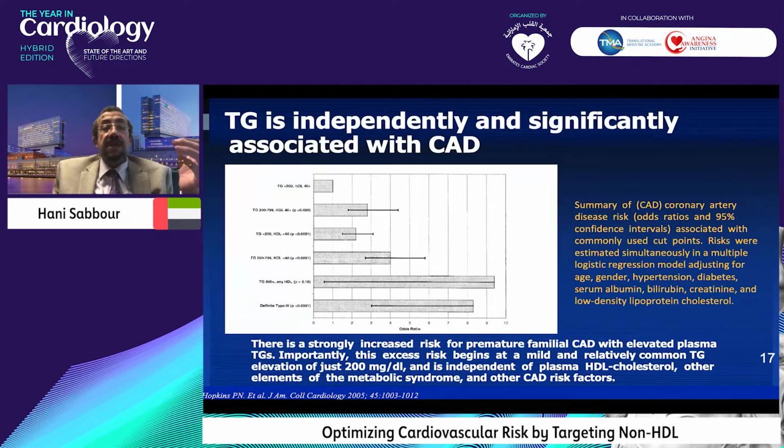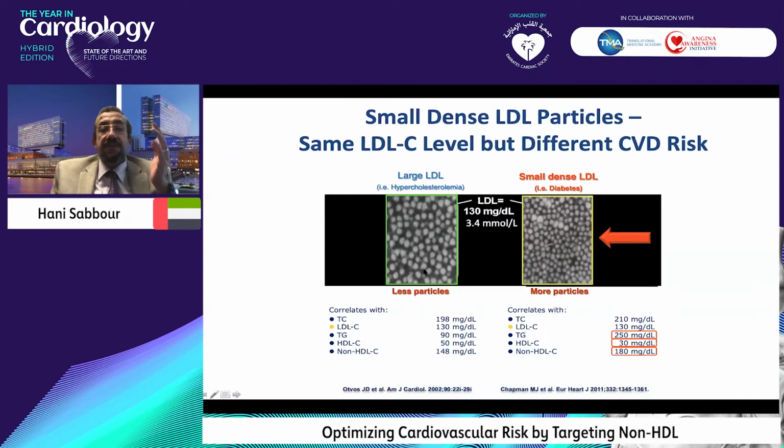Now, triglyceride alone significantly and independently increases the risk of cardiovascular disease. So you have patients with the same LDL, but a higher triglyceride, their cardiovascular event rate can go up 9 to 10-fold. And that's really very important. And the risk actually starts not with very high triglycerides, but even elevations of about 200 milligrams per deciliter. Right here, just about 200 basically doubles your risk at the same level of LDL.